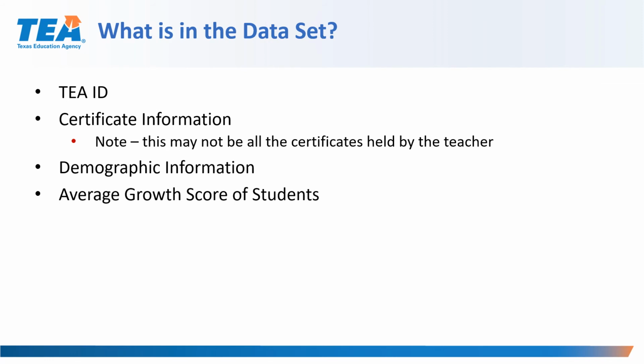The data set is relatively straightforward. Included in the data set is the TEA ID, certificate information. Note again that this may not be all the certificates held by the teacher. Also, limited demographic information, and finally, the average growth score of the students on that 0 to 100 scale, where a 50 or better meets the individual standard.